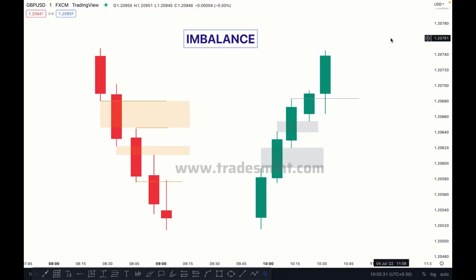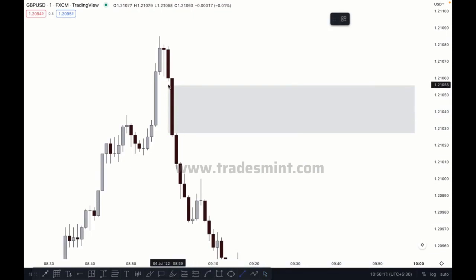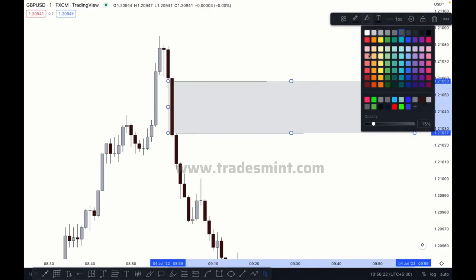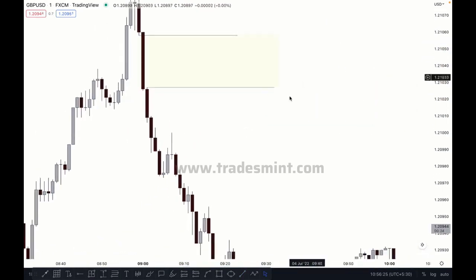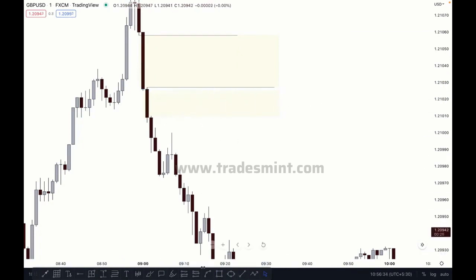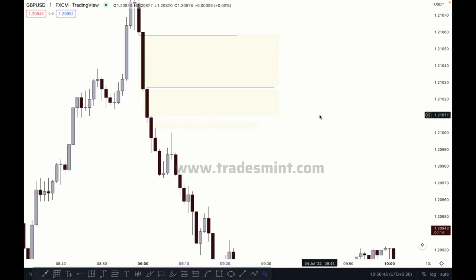Let's switch into the real chart to identify the imbalance. This candle's low, which is here, and this candle's high, which is here, so this is an imbalance between these candlesticks, right? And the same thing is here, the next candle's low and next candle's high between this zone, this is also known as an imbalance, correct? And the third zone is here, this is a minor imbalance, correct?